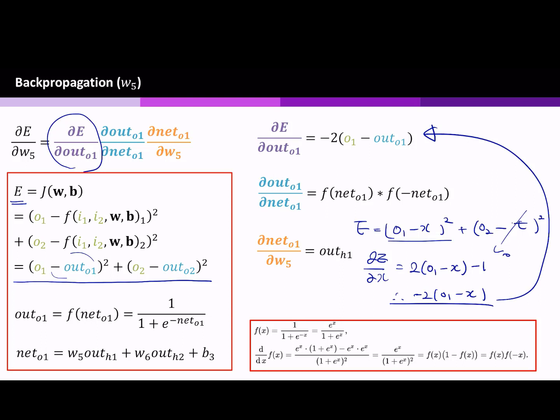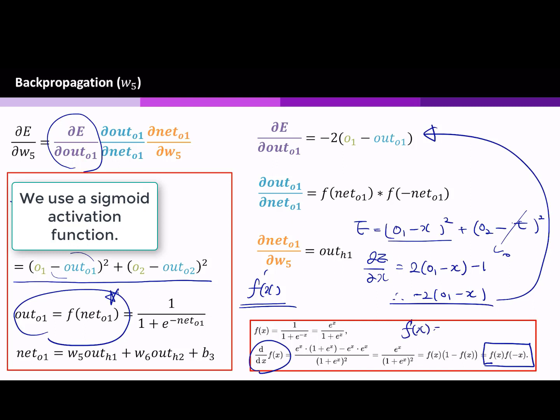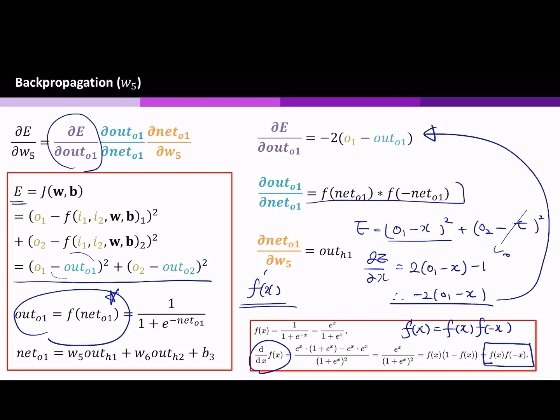Okay, and the partial derivative of O1 over the partial net O1 is what? This one is your activation function. So go back to the partial derivative of your function. This one is just simply this one, right? So this value is the same as this one, meaning that f'(x) is the same as f'(x). So you can write it like this, okay?